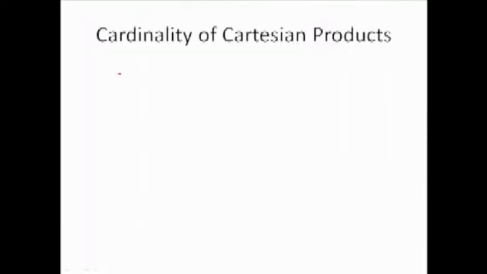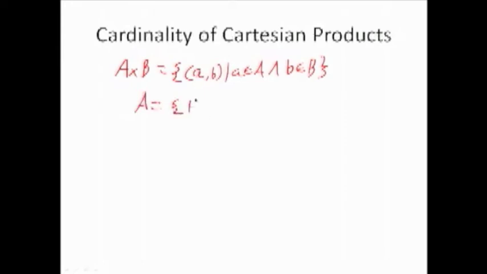Cardinality of Cartesian products. A Cartesian product is denoted by A times B and is equal to the set of elements (a, b) such that a is an element in set A and b is an element in set B. For example, let set A equal the number 1, and let set B equal the numbers 2 and 3. The Cartesian product of A and B would be equal to the set containing (1, 2) and (1, 3).